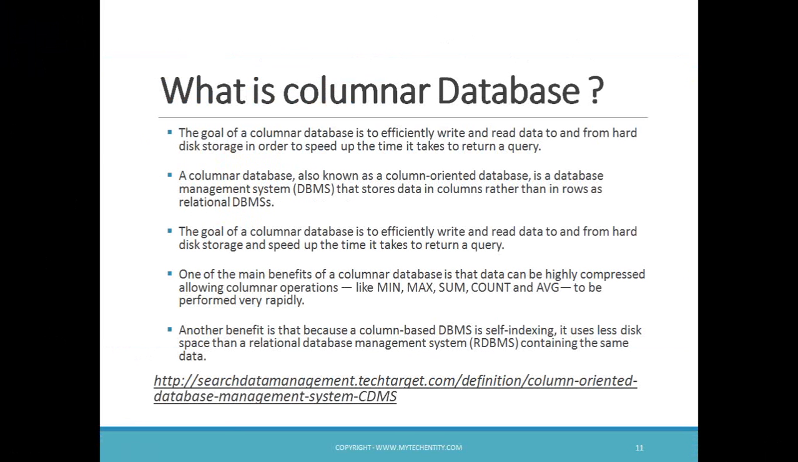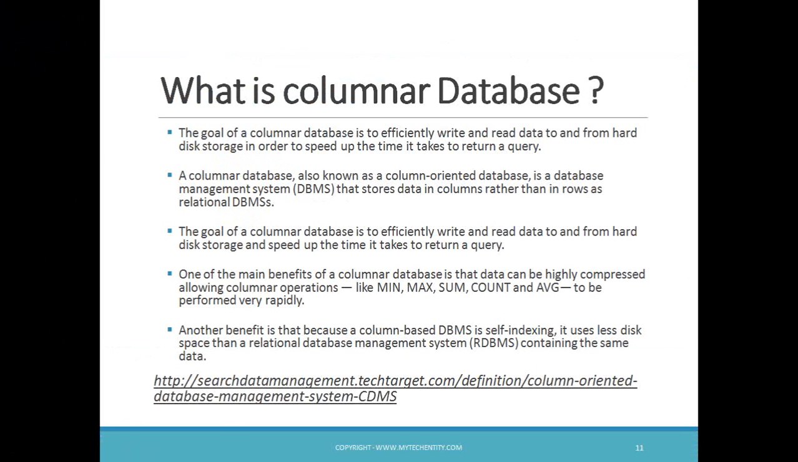I hope you are clear about the columnar database, but I can still explain what a columnar database is. The goal of a columnar database is to efficiently write and read data to and from the hard disk storage in order to speed up the time it takes to return a query. Basically, to save our IO operations, data is stored in the form of columns instead of rows, because we can save a full table scan and directly read the data from the columns.